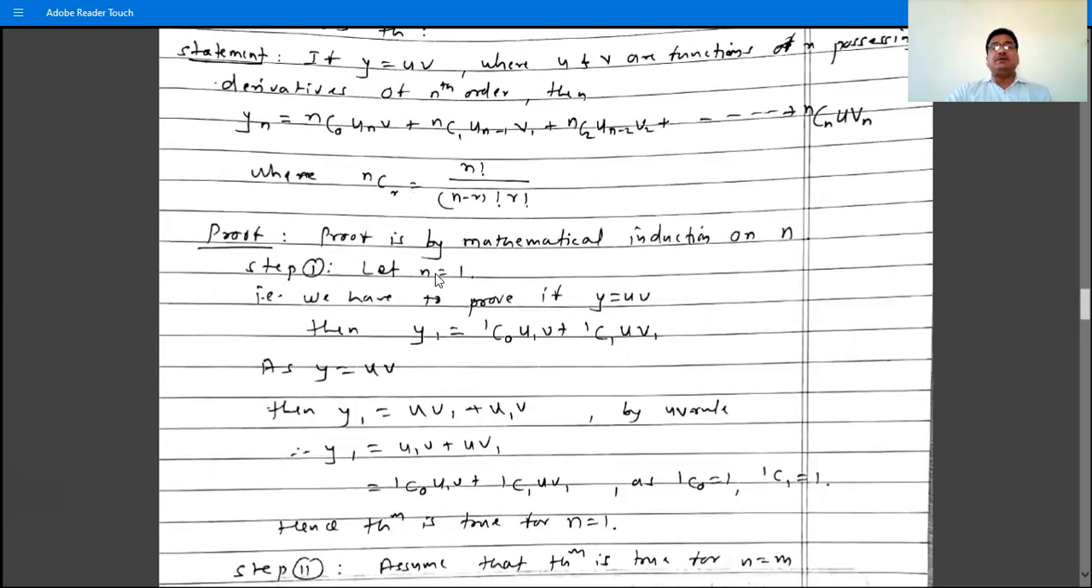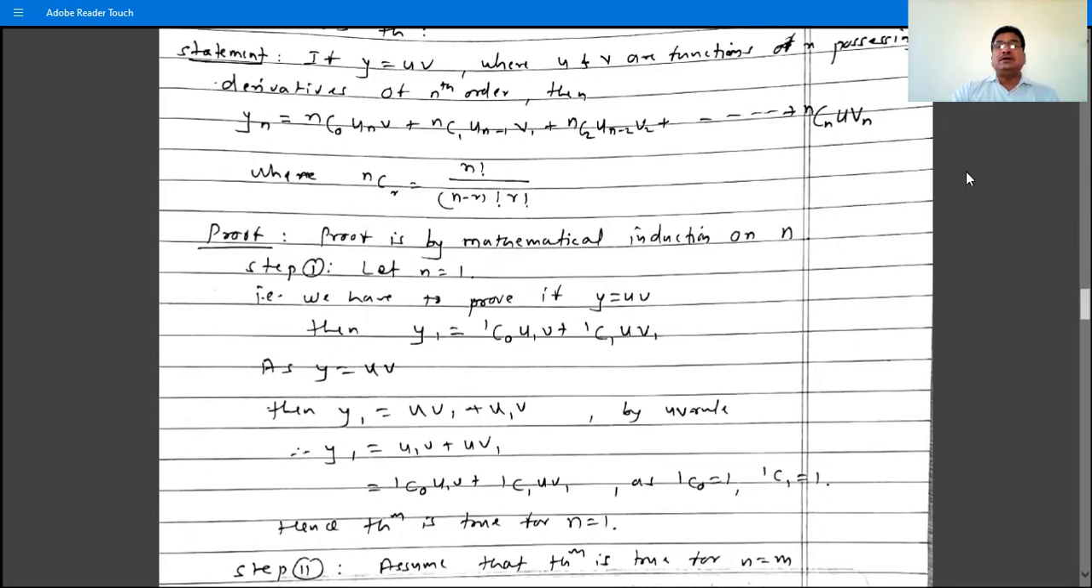So for the first step, we have to prove the result is true for, suppose, n is equal to 1. So let n is equal to 1. What do we have to prove then? Substitute n is equal to 1 in this theorem. So we have to prove if y is u into v, then y1 is equal to 1C0 u1 v plus 1C1 u v1. Here n is 1, so 1 minus 1 is 0; don't write 0, just write u v1. So we have to prove this.